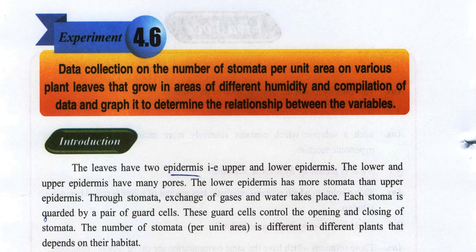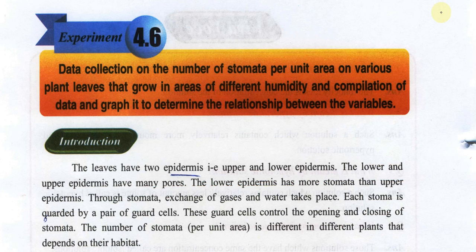Experiment number 4.6. Data collection on the number of stomata per unit area on various plant leaves that grow in areas of different humidity, and compilation of data and graphing it to determine the relationship between the variables.